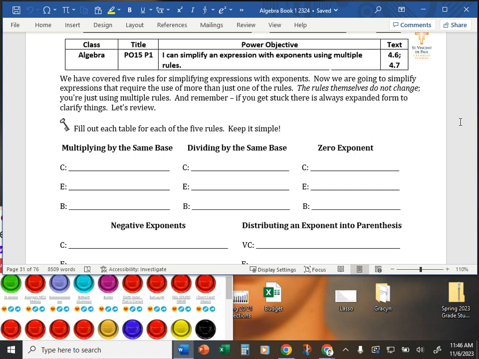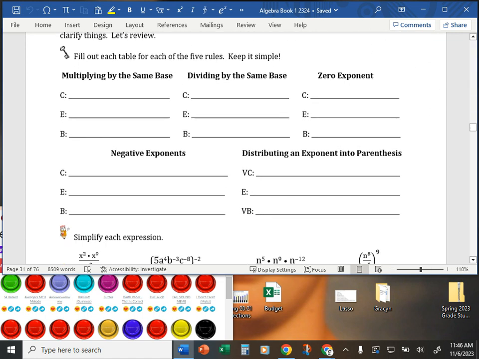PO15 is where we put everything together. We are using multiple rules for all of our expressions.